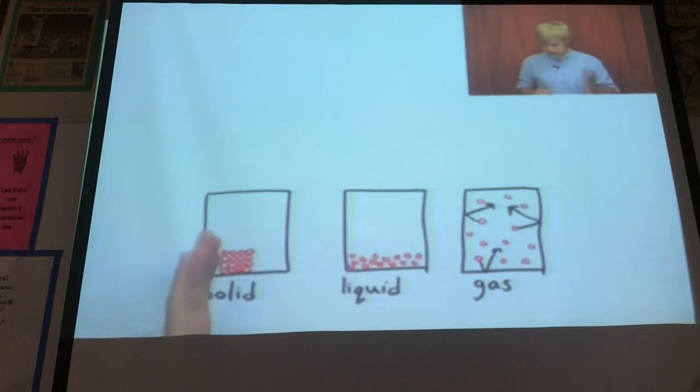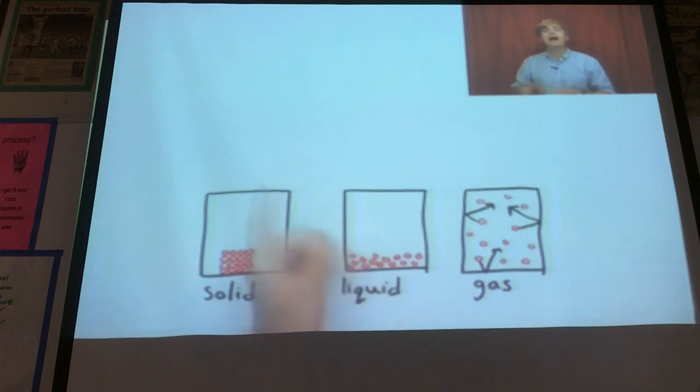So solid, liquid, and gas have increasing amounts of kinetic energy. Gases have the most kinetic energy. They're flying around in there, and they're not connected at all to their neighbors.